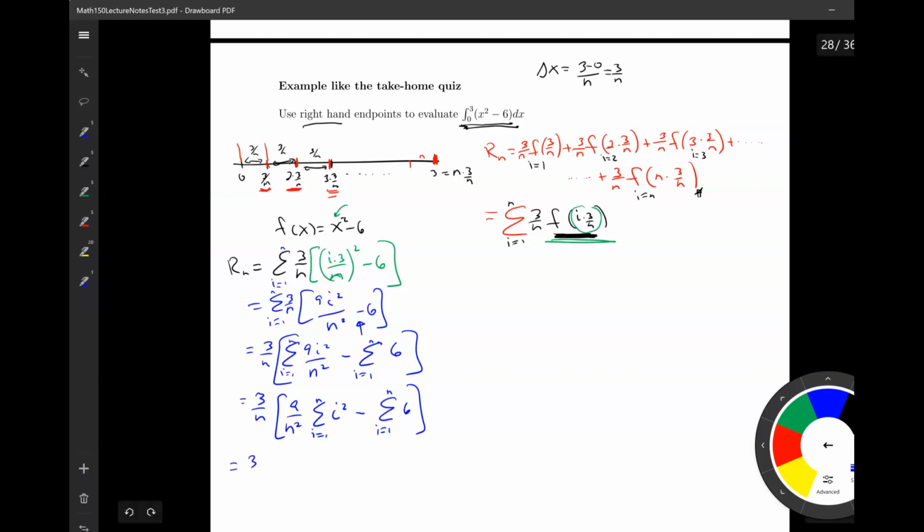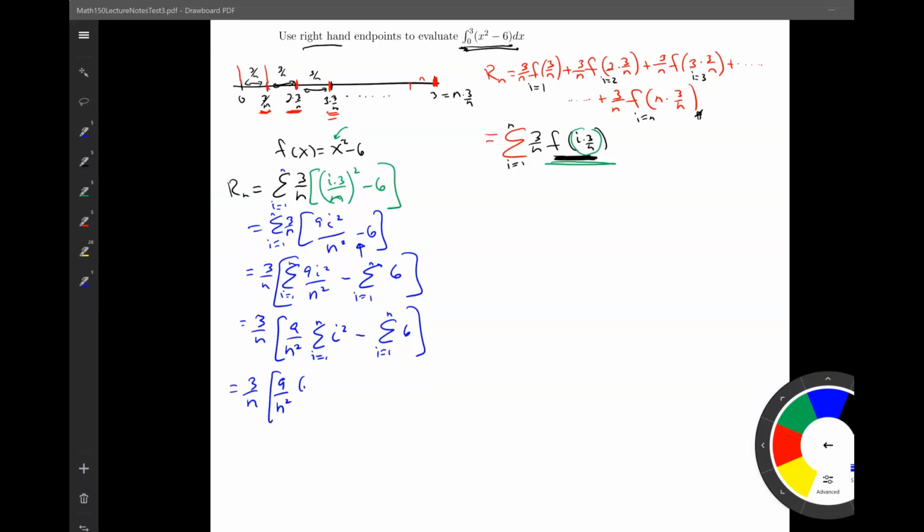Remember? So looking back in your notes, you can look up the fact that this is equal to n times n plus 1 times 2n plus 1 all over 6. And then adding up 6 n times is 6n. All right, so now that's just the adding up of the n rectangles.